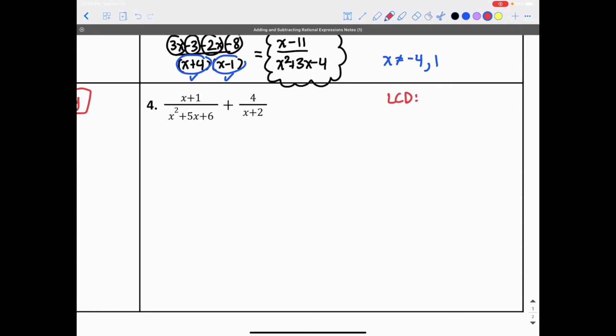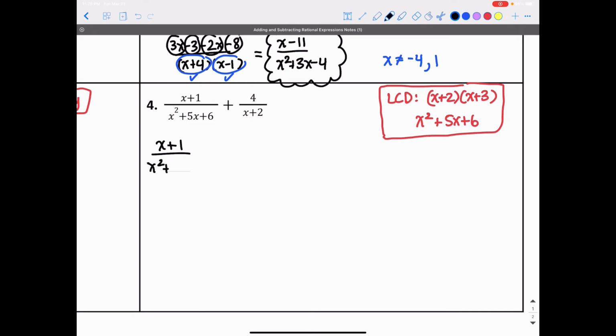And x plus 2 does actually fit into x squared plus 5x plus 6. It actually is a factor. If I multiply x plus 2 times x plus 3, I'm going to get x squared plus 5x plus 6. So my least common denominator is x squared plus 5x plus 6. This is a factor, so I only have to rewrite the second fraction. I can leave the first one the same. x squared plus 5x plus 6, plus 4 over x plus 2.